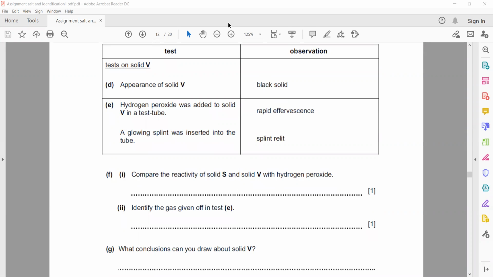Identify the gas given off in test E. Which gas is given off here? Glowing splint relit. Oxygen. What conclusion do you draw about solid V? So what you can say is it is a catalyst and it contains a transition element.